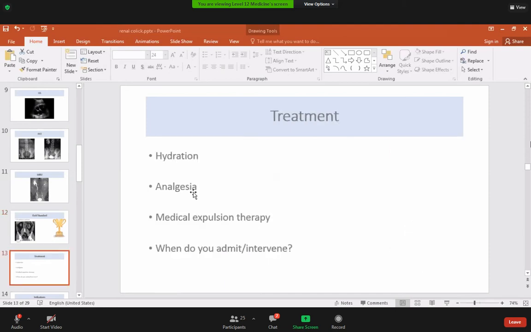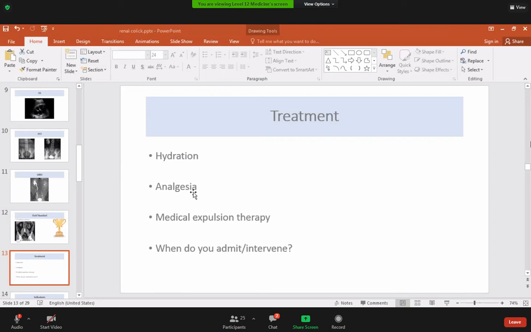Okay, so a patient presenting to you with renal colic, treatment is hydration, analgesia, medical expulsion therapy, but it is not very fruitful most of the time. And then you have to make a plan. Would you admit this patient, or would you go for an intervention? Would you like to intervene in this patient?